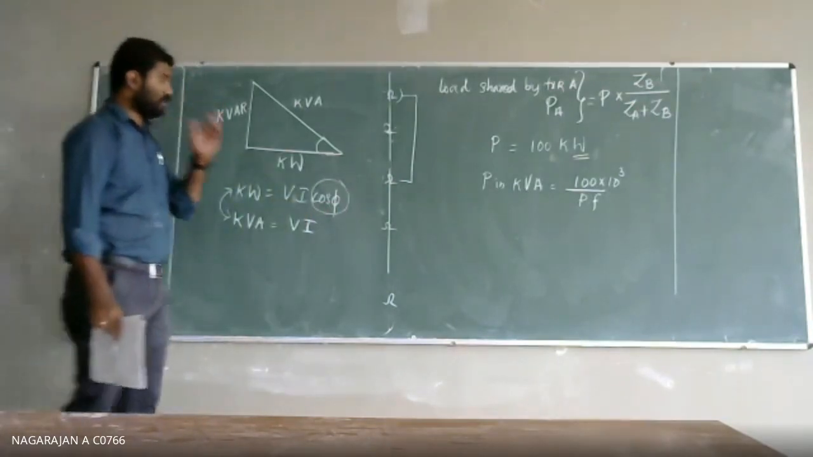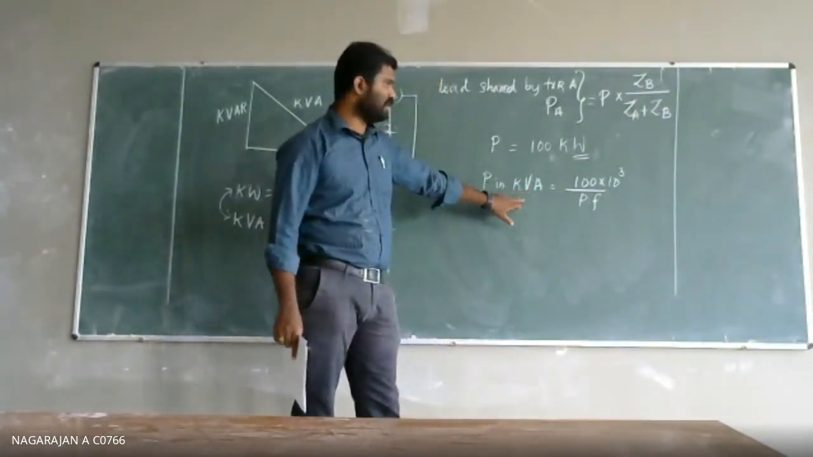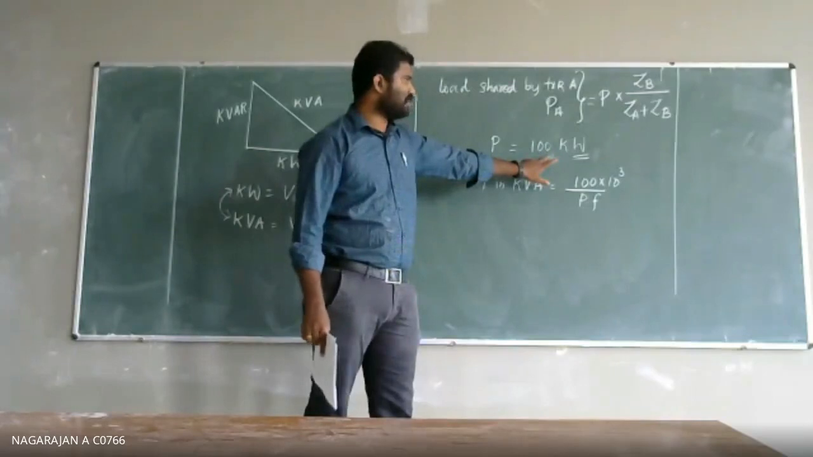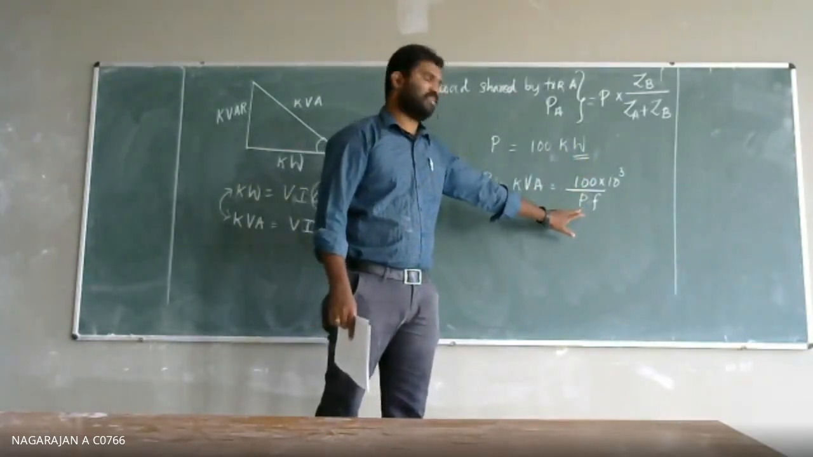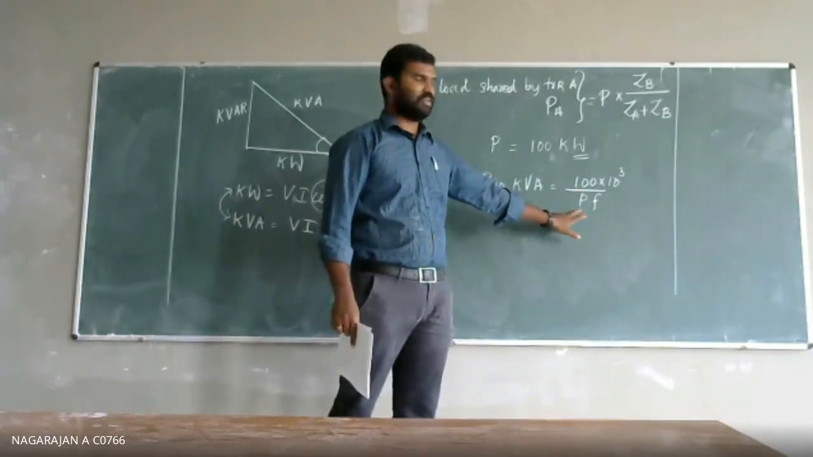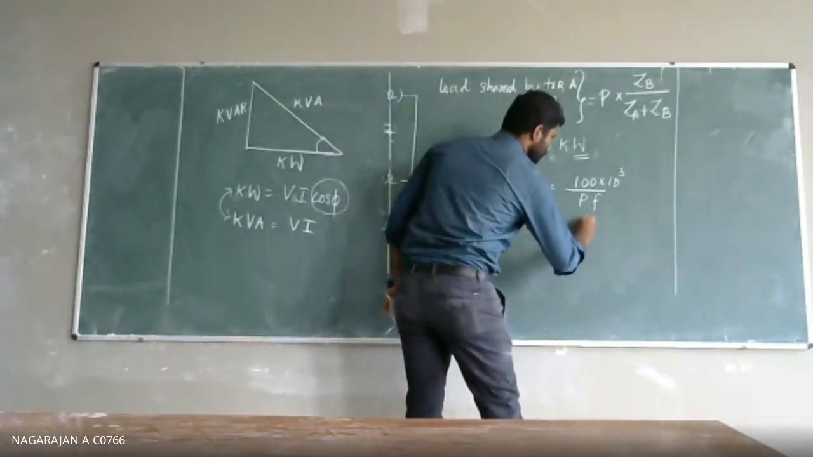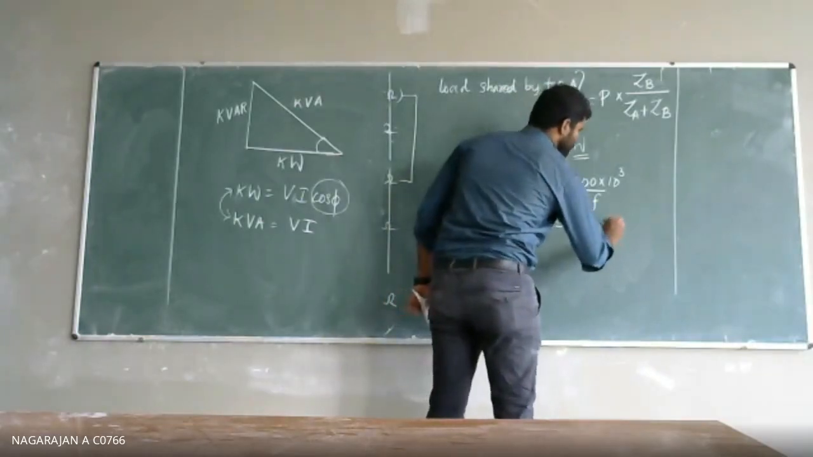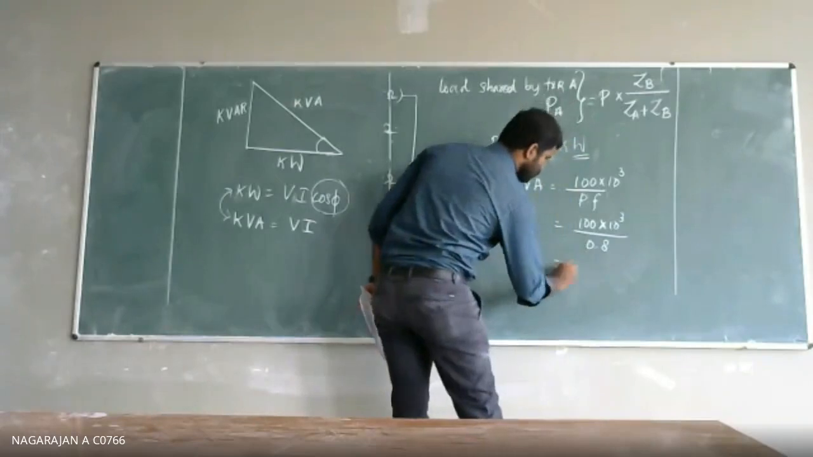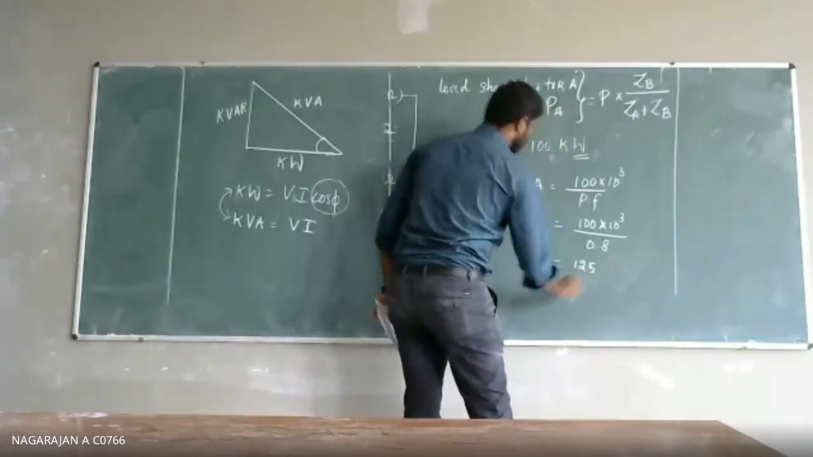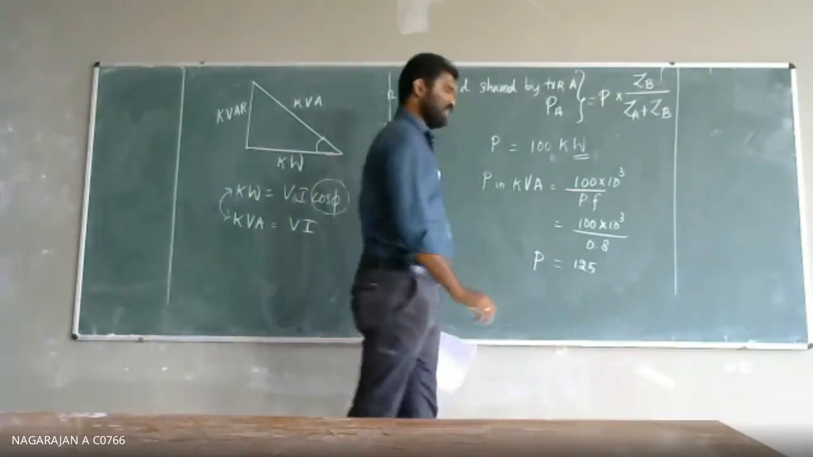Cos phi is the power factor. So if you want to find the kVA rating, divide the power equation, which is given in terms of watts, by the power factor. The power factor is given, which is 0.8. 100 into 10 to the power 3 divided by 0.8, which is 125. That is the power in terms of kVA rating.